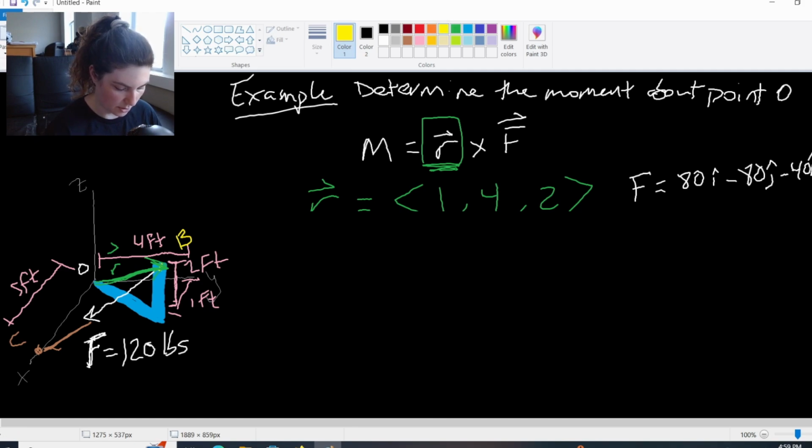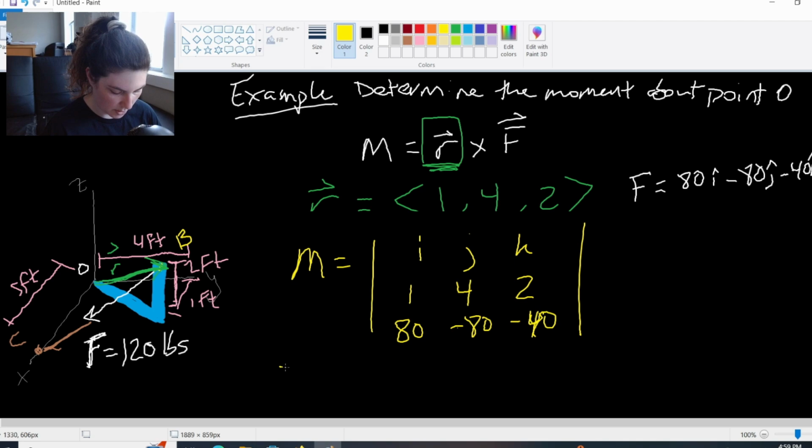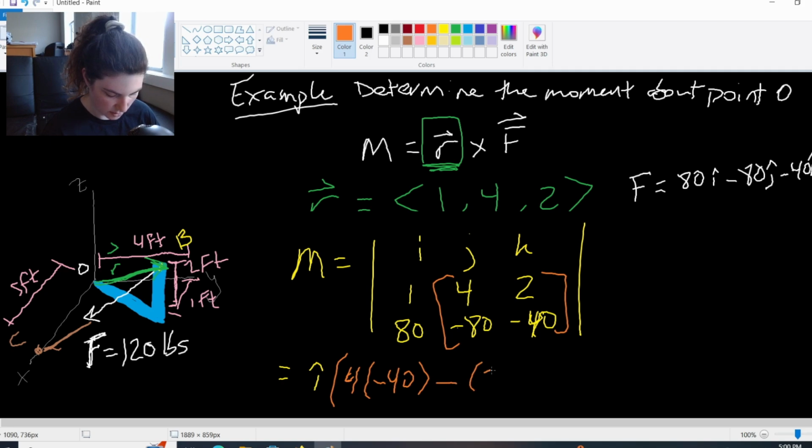We'll write out our cross product. Our moment is i, j, k. Then our R vector is 1, 4, 2. And our force vector is 80, -80, -40. So we go through and do this cross product. We get the i hat term times this matrix, right? So that's going to be 4 times -40 minus 2 times -80.